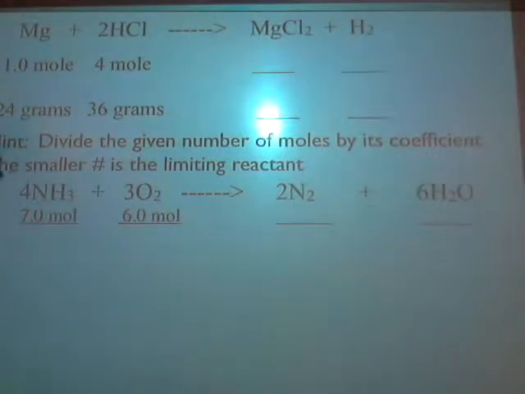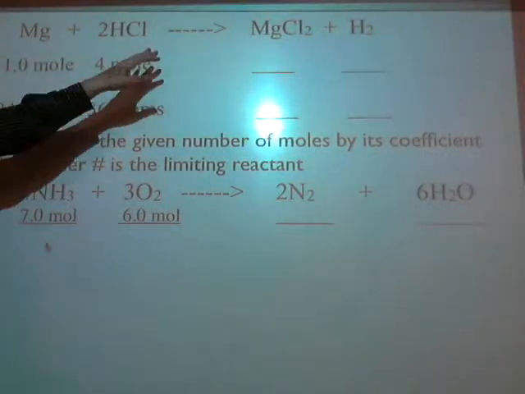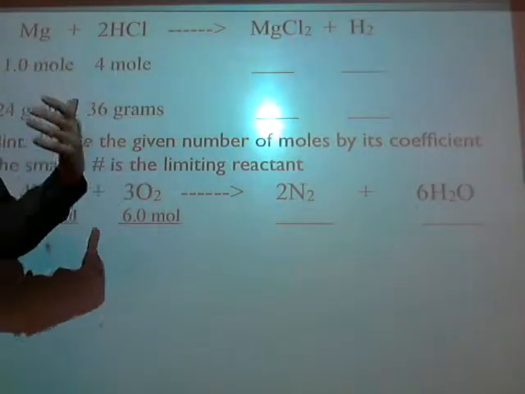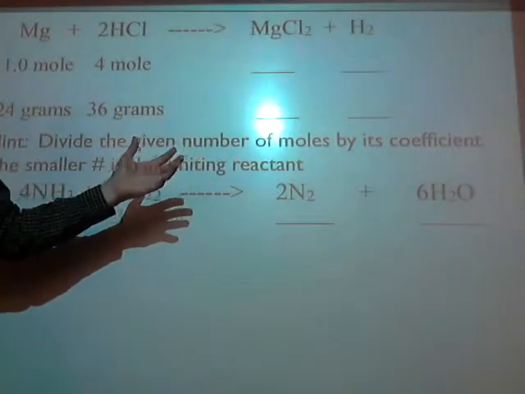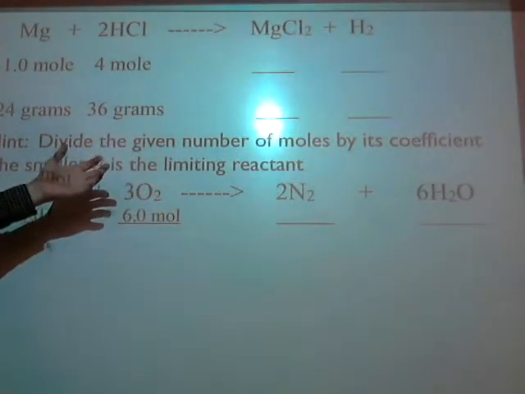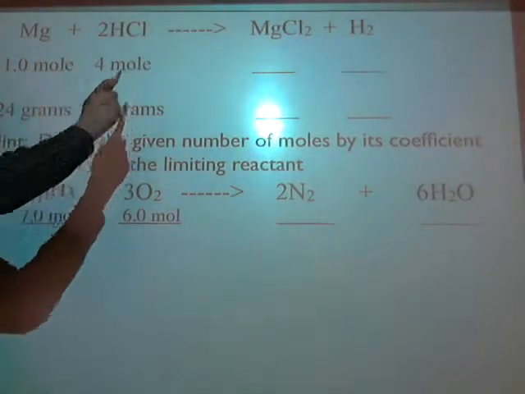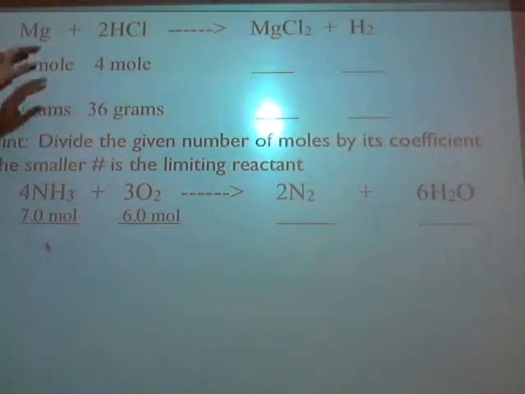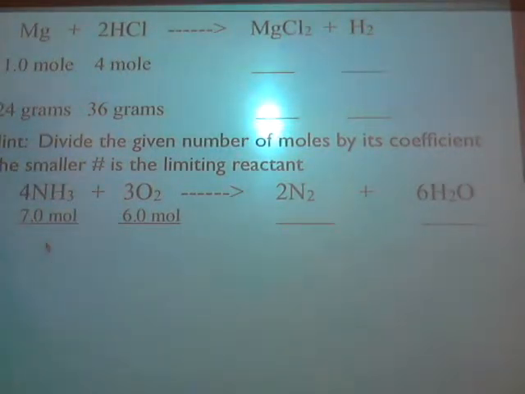Look at these examples. You're just going to fill in the answers here with me. All right, let's look at the first one up here. I gave you a hint. What was my hint from yesterday? Just divide however many moles you have by the coefficient of that compound, and then the smaller number will be your limiting reactant.